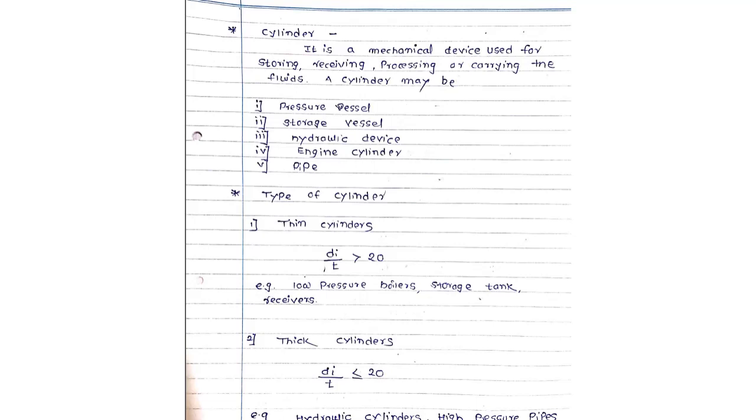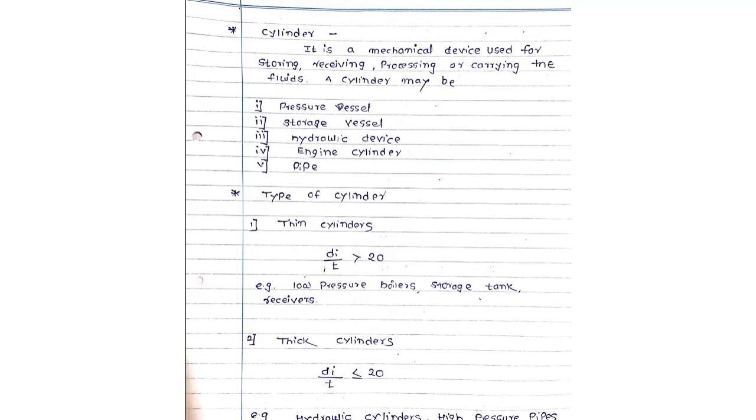The first one is the thin cylinder and another one is the thick cylinder. Now here we are going to differentiate these two terms by using one simple ratio. This ratio is di divided by t. Here di is the inner diameter of the cylinder and t is the thickness. In a thin cylinder the ratio di by t is greater than or equal to 20, and in a thick cylinder this ratio di by t is less than or equal to 20.